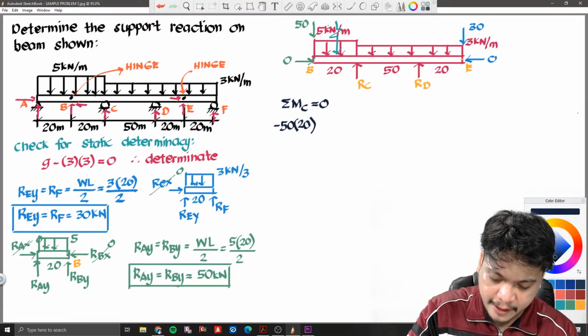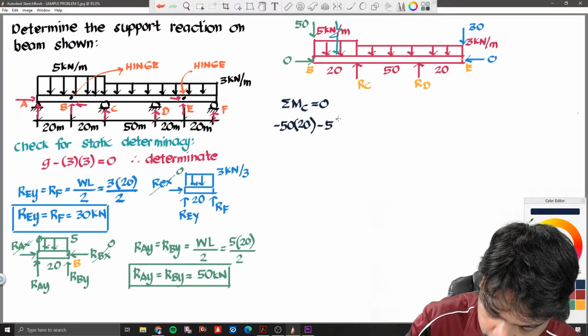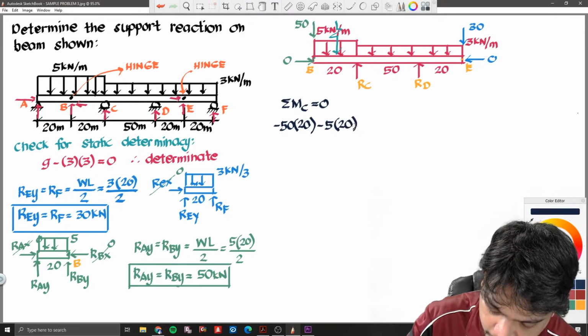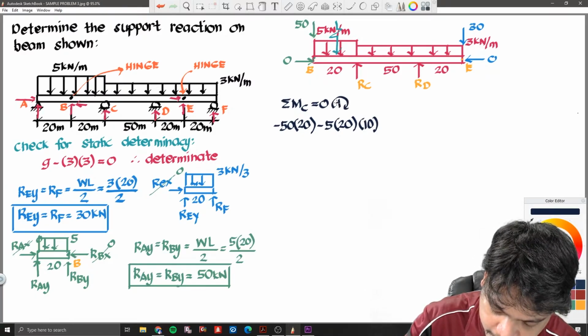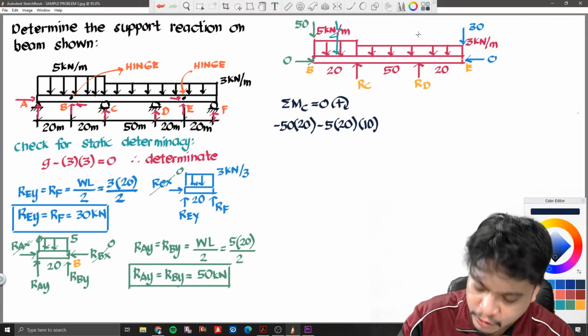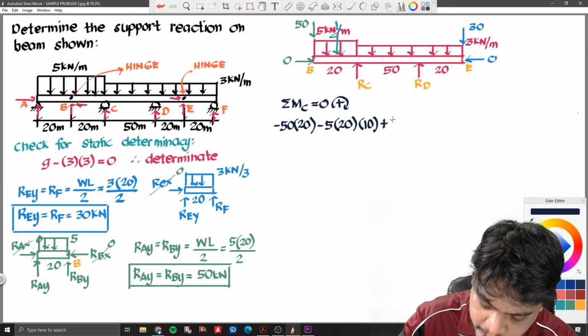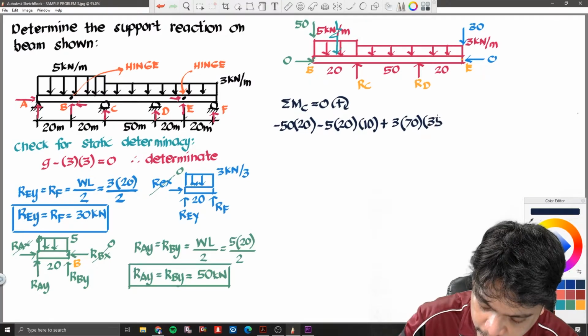Okay, and then ito namang rectangle natin. So, that is negative 5 multiplied it by 20. And then multiplied it by 10. Again, positive is clockwise, no? So, next, ito namang mahaba na to. So, yung 3 kilonewton per meter. So, we will be having here plus 3. So, 3 multiplied it by 70. And then multiplied it by 35.